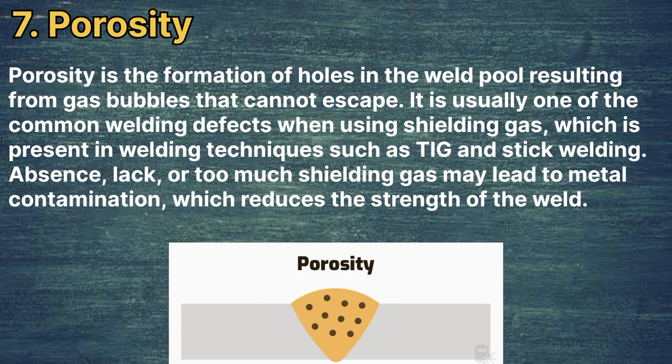The seventh common welding defect is porosity. Porosity is the formation of holes in the weld pool resulting from gas bubbles that cannot escape. It is usually one of the common welding defects when using shielding gas, which is present in welding techniques such as TIG and stick welding. Absence, lack, or too much shielding gas may lead to metal contamination, which reduces the strength of the weld.